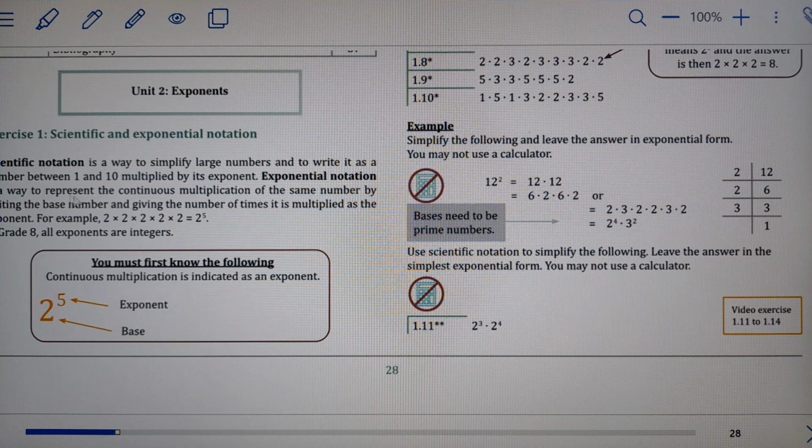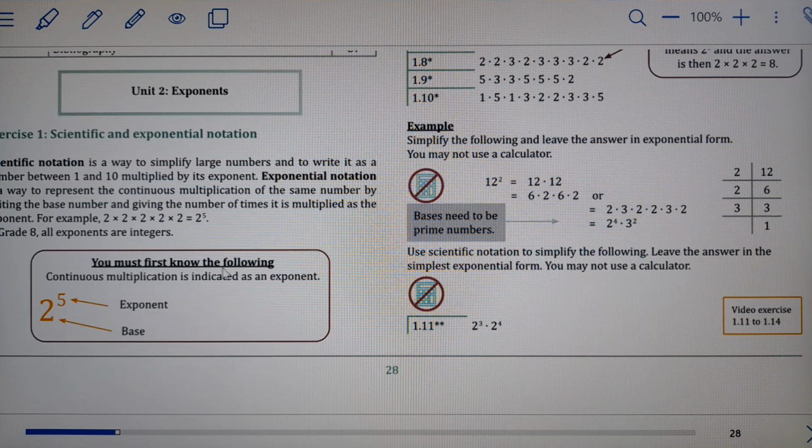Exponential notation is a way to represent continuous multiplication of the same number by writing the base number and giving the number of times it is multiplied as the exponent. Don't worry, you will understand this when you see the example. For example, 2 times 2 times 2 times 2 times 2 is the same as 2 to the power 5. By now you have done this when we were doing the ladder, LCM and HCF.